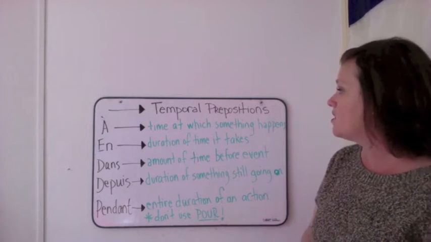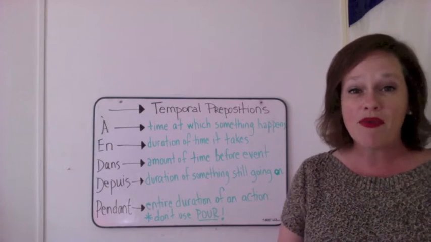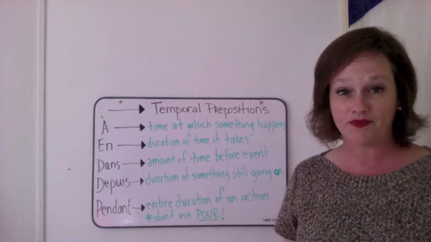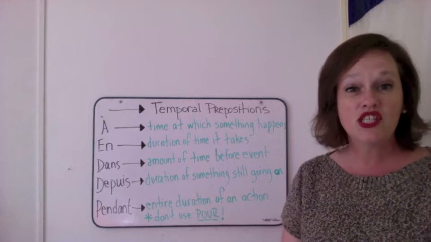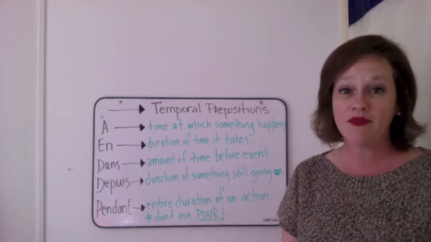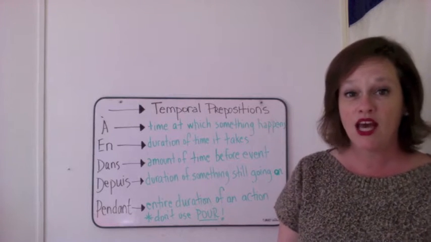The next one we're going to talk about is en. So en, we're going to use it when we're talking about the actual duration of time that it takes to do something. The next one is dans. We're going to use dans when we're talking about the amount of time before an event actually begins.